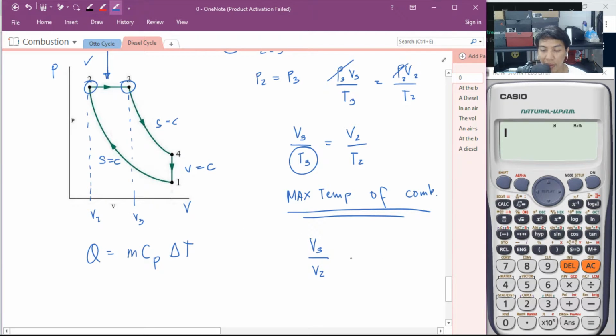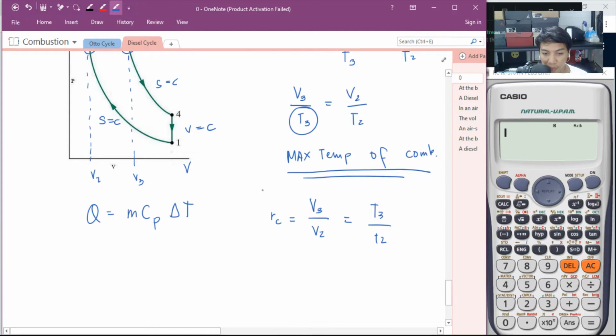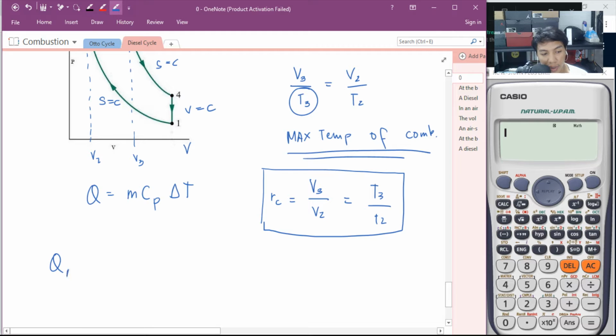Maximum over minimum. So, temperature, edi T3 over T2. Saan equal yan? This is equal to RC or the cut-off ratio. Meron ka ng formula for cut-off ratio, pwedeng temperature, pwedeng volumes. But remember, yung temperature mo, lagi mong i-absolute. Now, for the heat added, QA of the cycle, that is m Cp of air delta T. Ano yung maximum temperature? That is T3 minus T2.